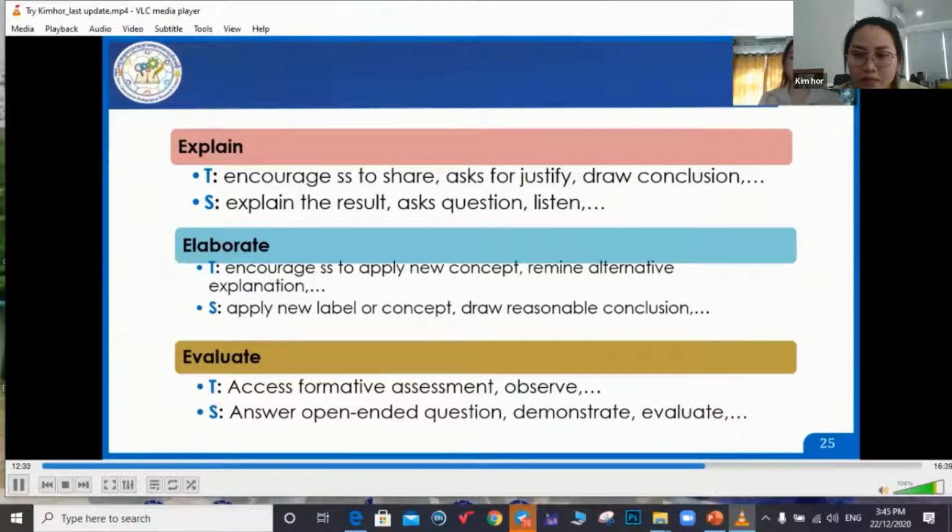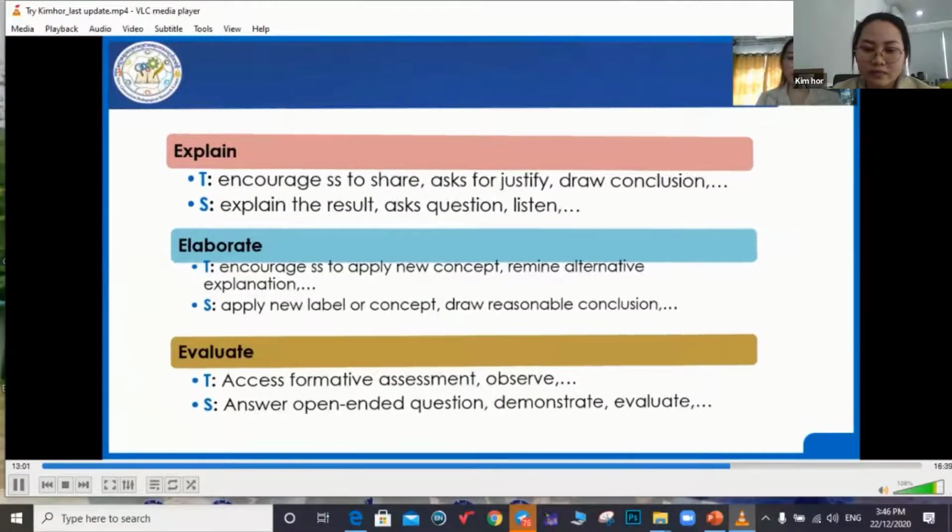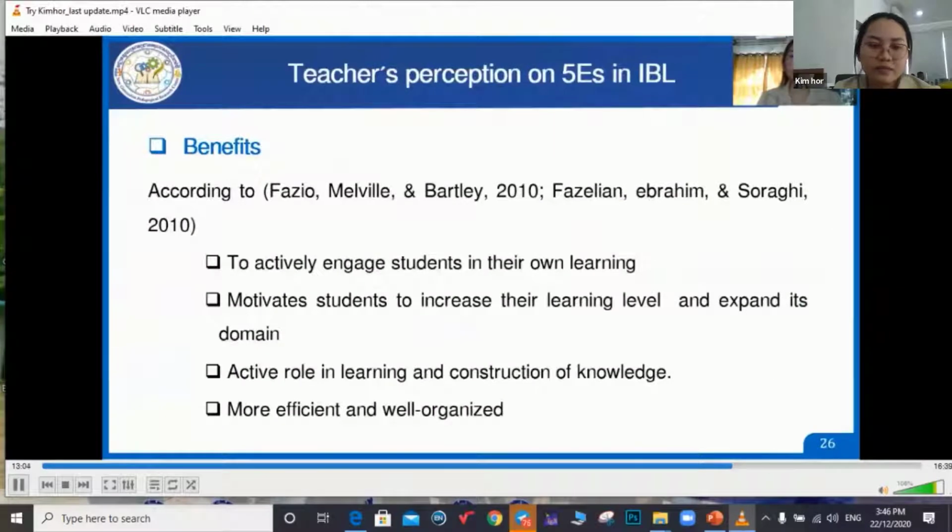And the last phase is evaluate. Teachers can use formative assessment, formal or informal assessment, and also observe the classroom from the engage phase until the elaborate phase to know about the students' understanding of the lesson. And students can answer open-ended questions, reflect by themselves, work with a peer, or write an assessment. And let's move to teacher perception of the 5Es in IBL.